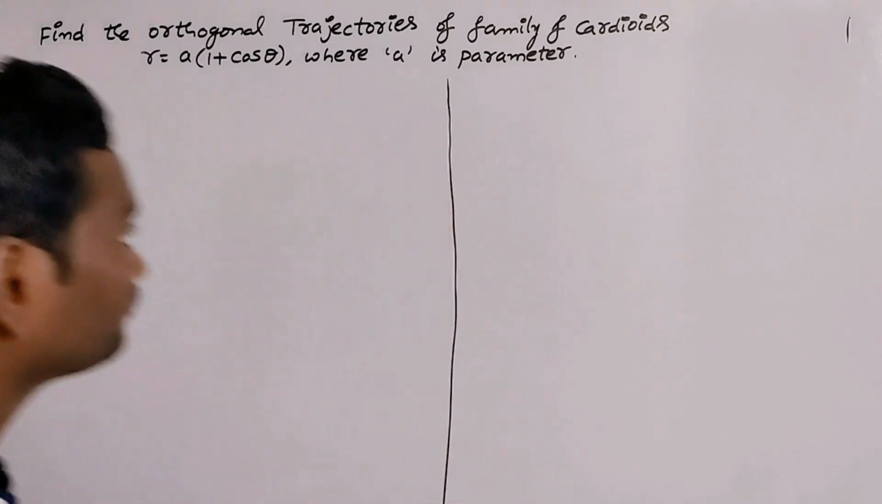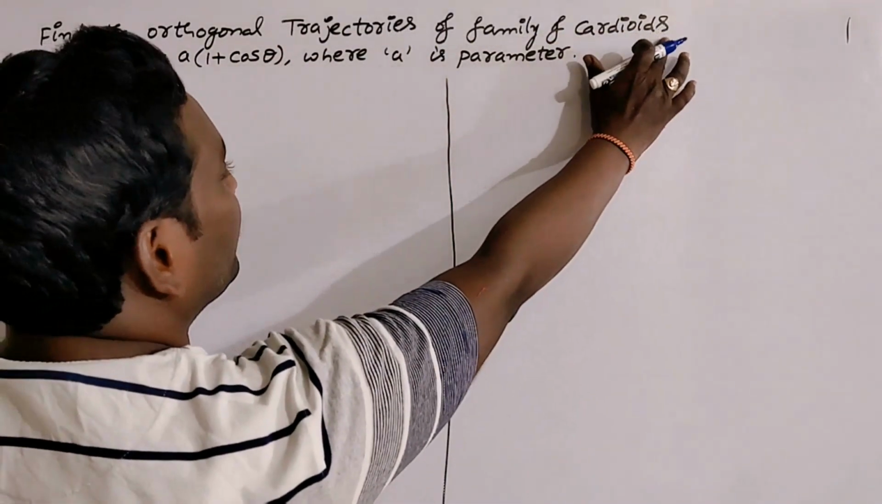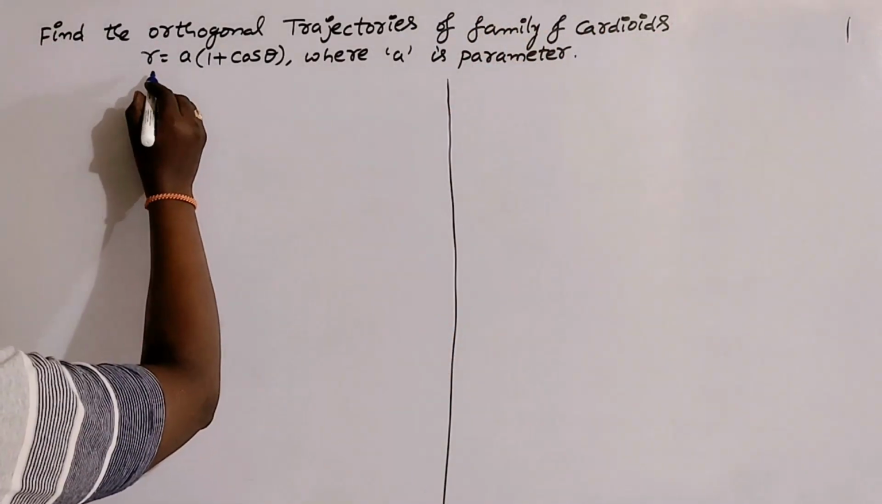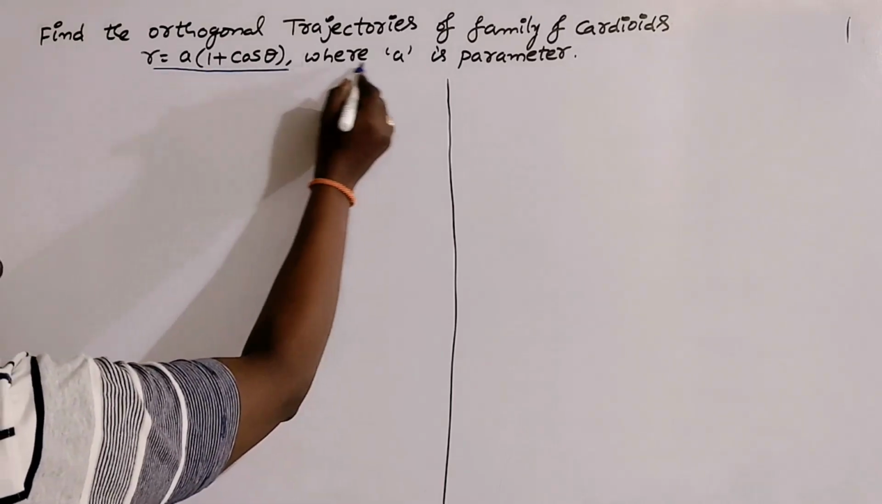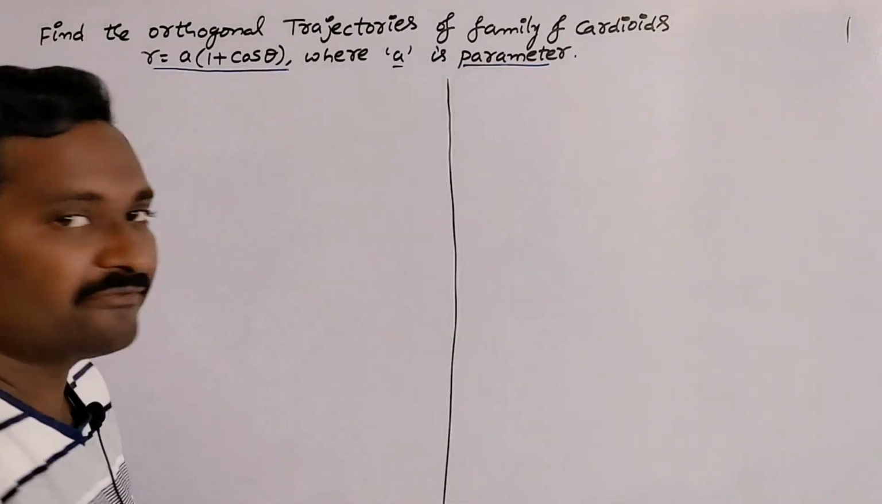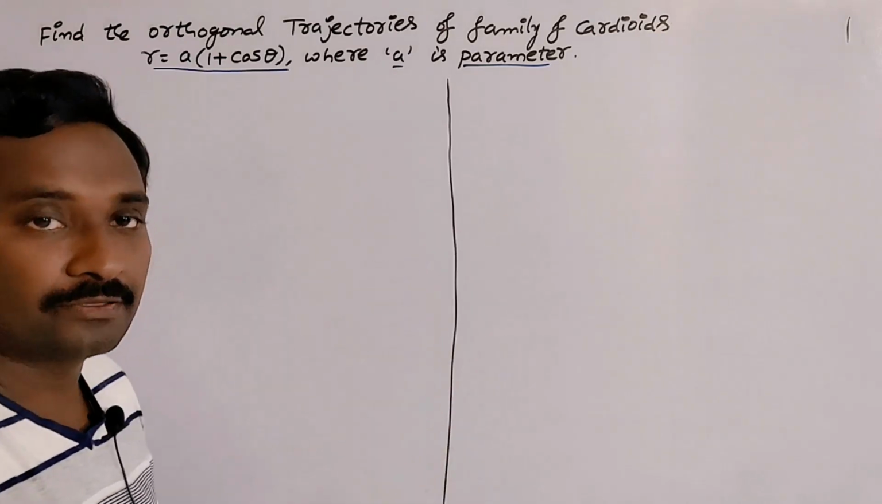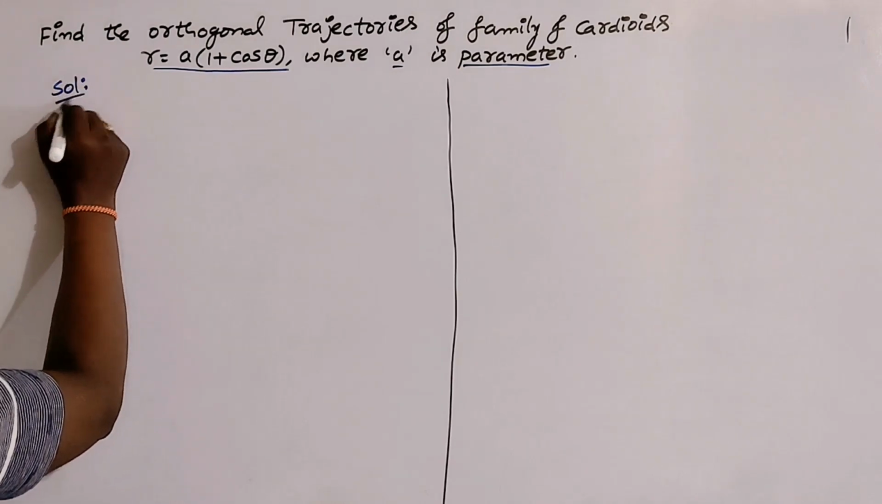Find the orthogonal trajectories of the family of cardioids. The name of the curves is cardioids. Here the equation of the family of cardioids is r is equal to a into 1 plus cos theta, where a is the parameter. By giving different values for a, you will get different cardioids in that family. See the solution.